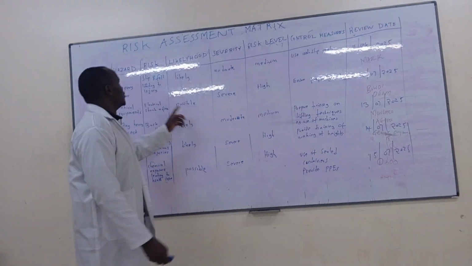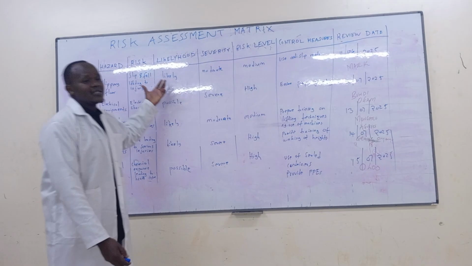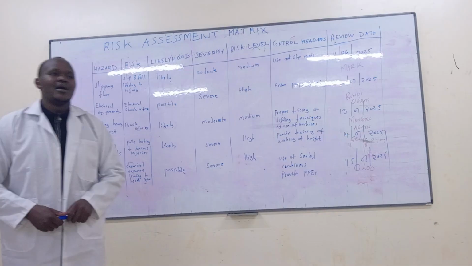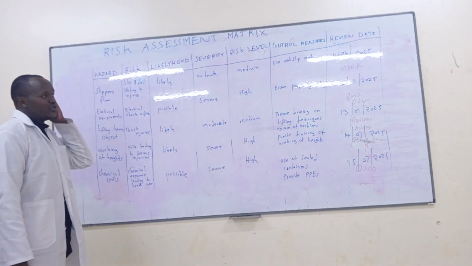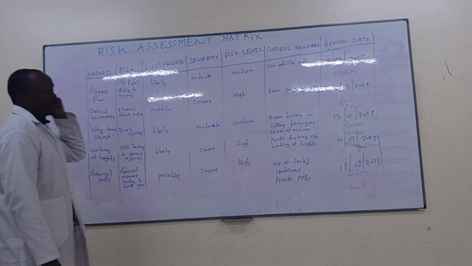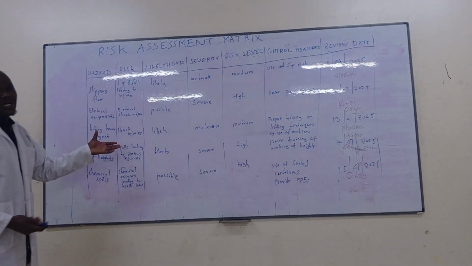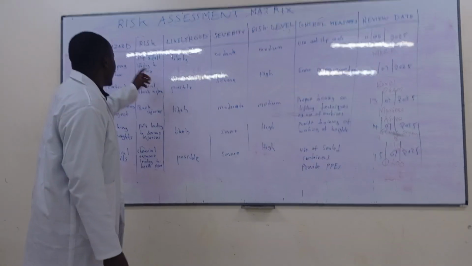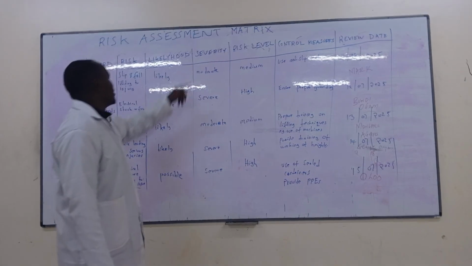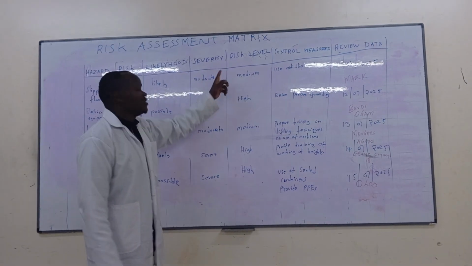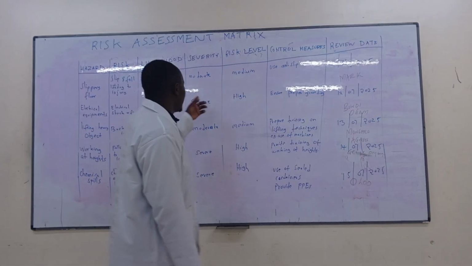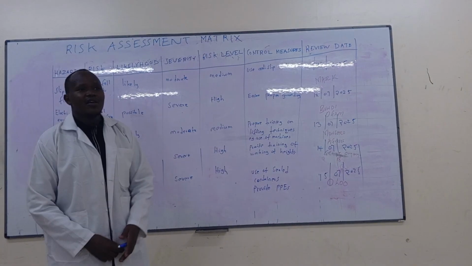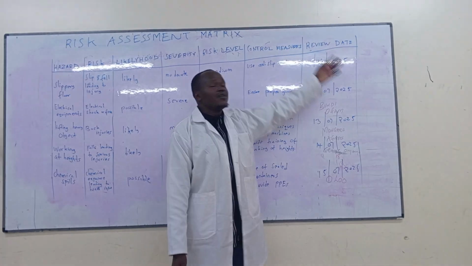I'm going to take you through the risk assessment matrix. What is this risk assessment matrix? It is a visual tool that organizations use to evaluate the potential of a risk to happen. For example, in my chart, I have some risks that are likely to happen. In the other columns I have the likelihood, the severity, which is how heavy the risk is going to impact on somebody, then the risk level, the control measures, and the review dates.